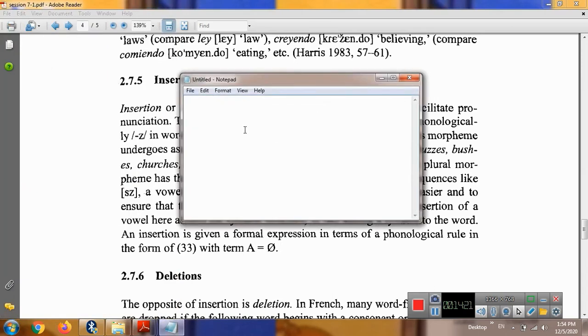Here I want to give you an example. According to the rule, when we want to write the rule of insertion, we should use this symbol, which I don't have here, so I put 0 instead of this symbol, which is deletion, and it turns to, for example, an arrow. We don't have the symbol in Notepad.